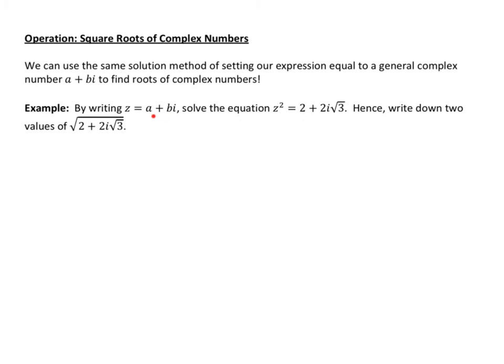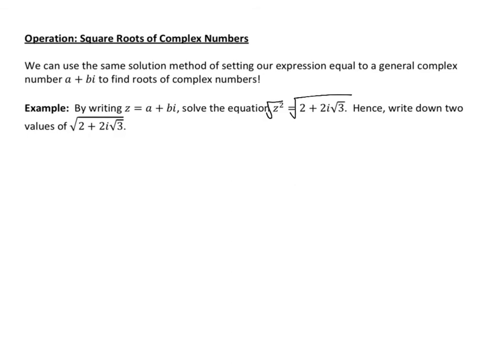By writing z as a plus bi, so by writing it as a complex number, I want us to solve this equation. Okay, in other words, we're basically going to find the square root of this because, if I were to sort of square root both sides of this, you can see that what I'm trying to solve for here, what I'm trying to find is the square root of 2 plus 2i root 3.